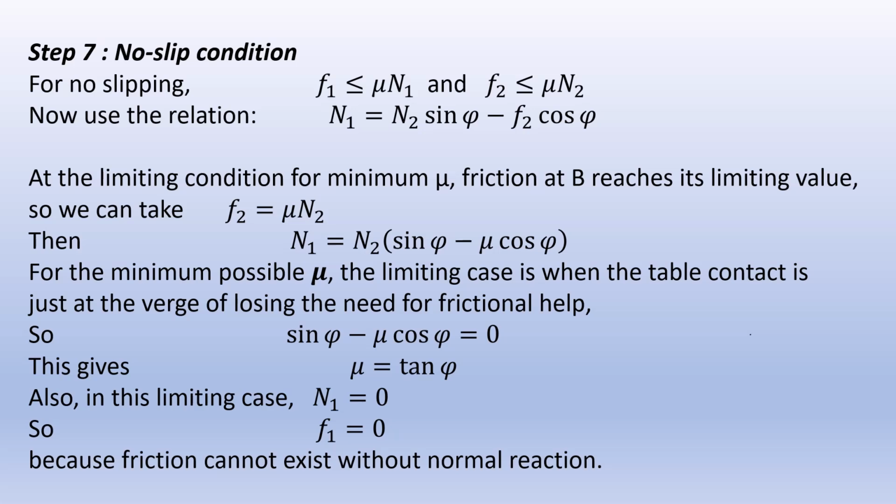And once N1 becomes 0, the friction force at that point must also become 0. So F1 is equal to 0. Because friction cannot exist without normal reaction. So this limiting condition greatly simplifies the problem, and now we are very close to finding the final answer.